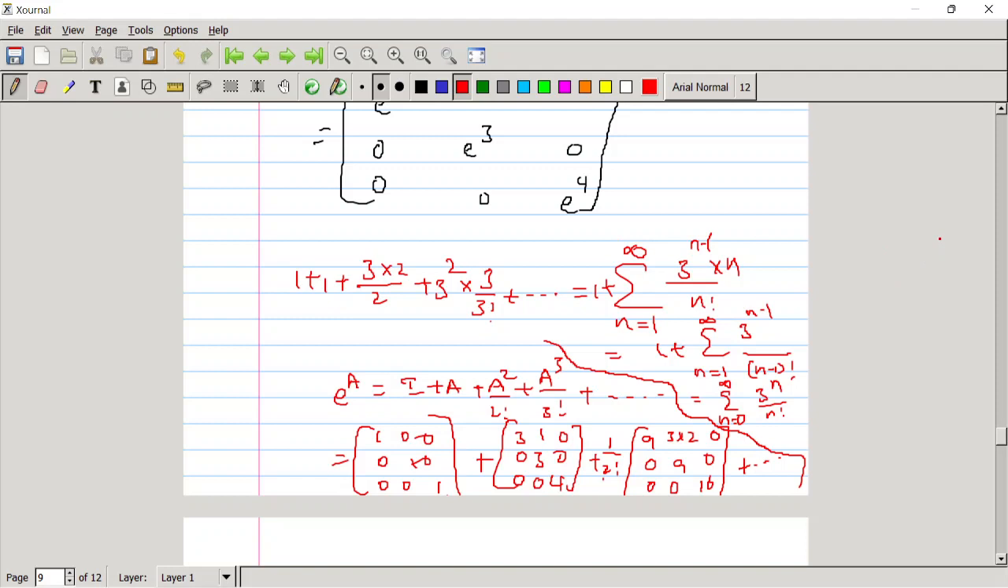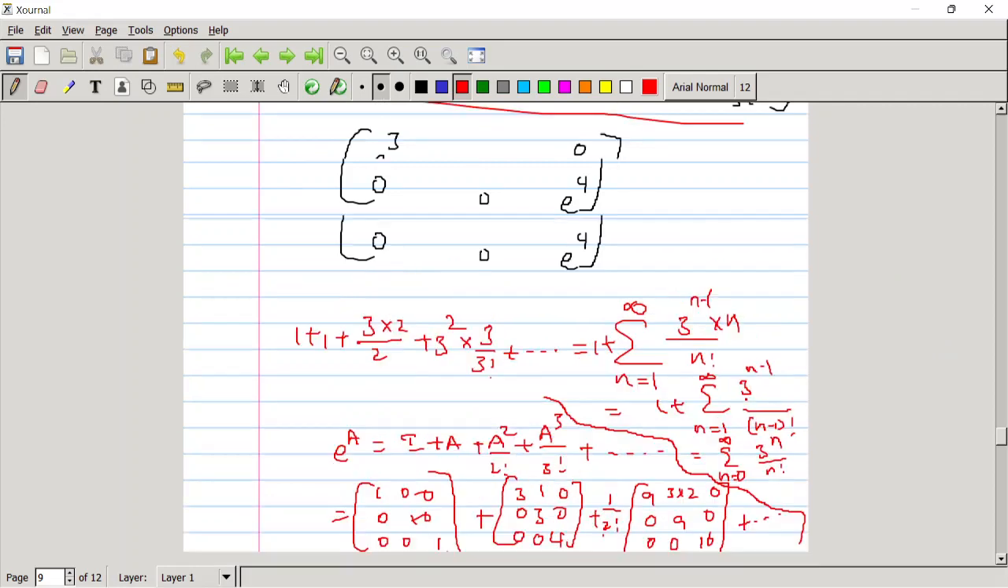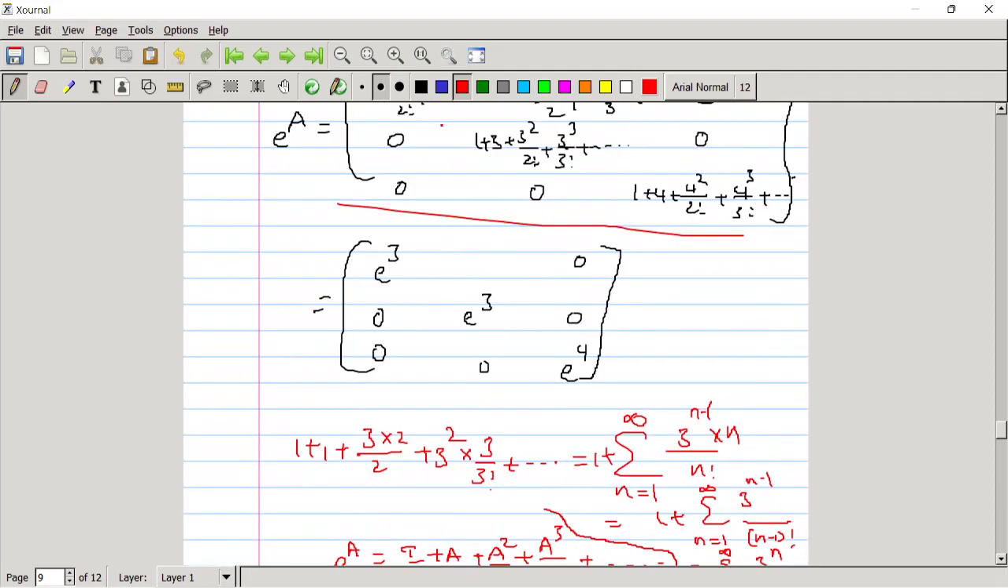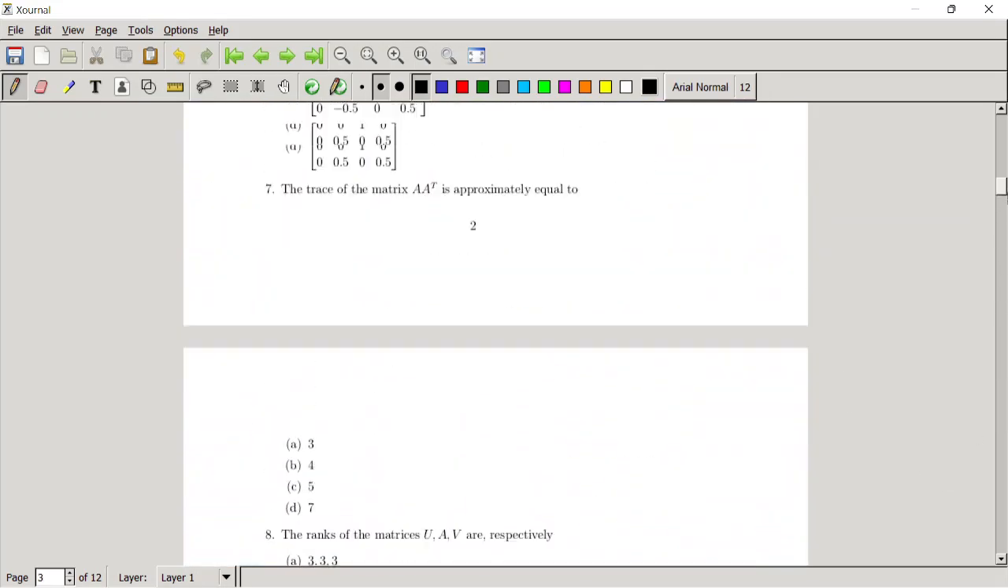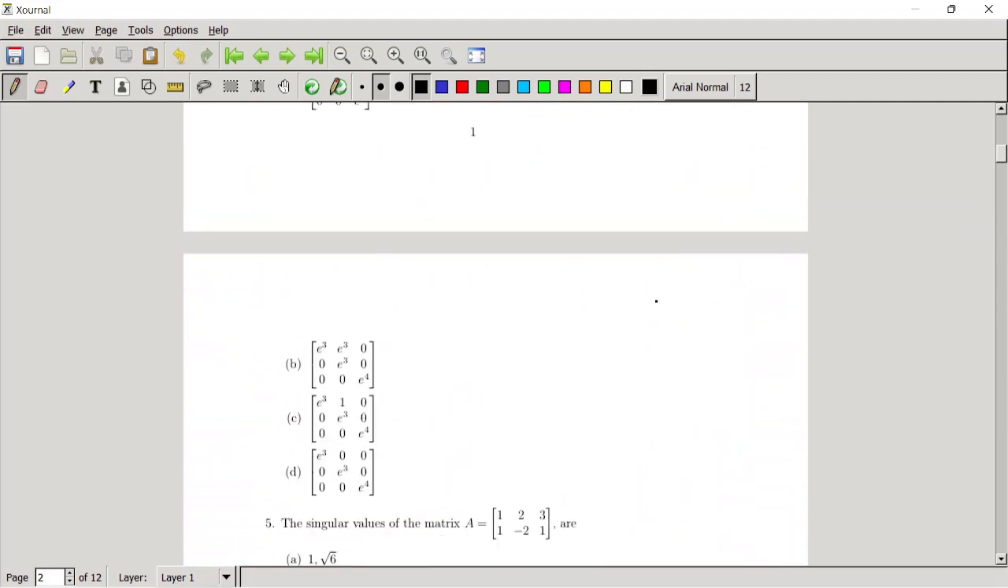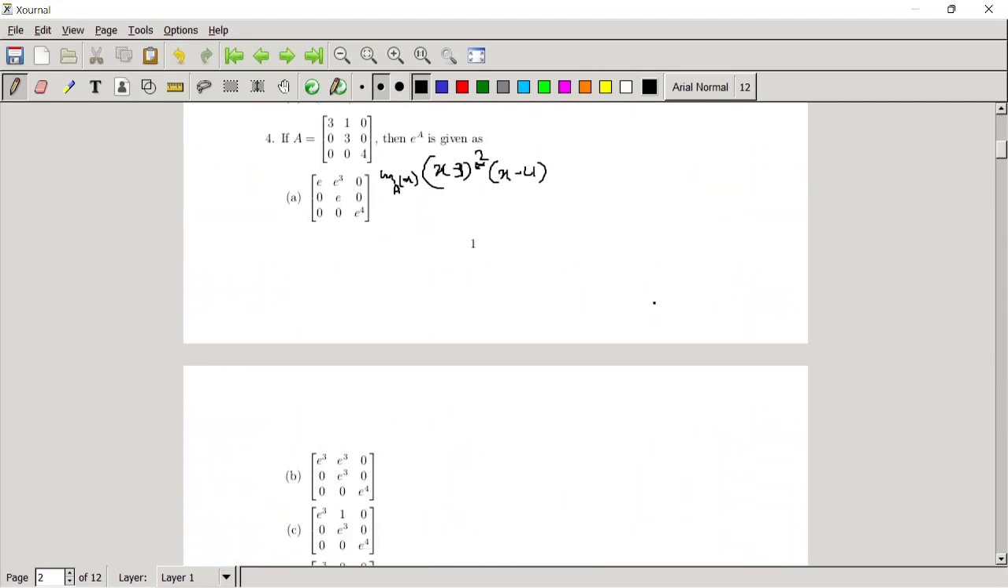Yeah, you just expand the two sums, then you will see it. So from this I can say the second element is nothing but e cube again. So this is nothing but e power a, that is what it is asked to calculate. So e cube, option B is the correct option.